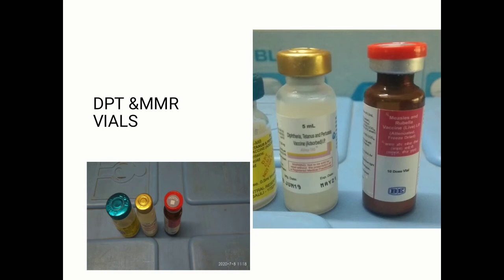The recombinant vaccine example is hepatitis B, which is available as a recombinant vaccine. And toxoids, the two toxoids which are available are diphtheria and tetanus. So the toxoids are nothing but inactivated toxins. These toxoids are bacterial, so inactivated toxins. So this is how the vaccines are being classified.